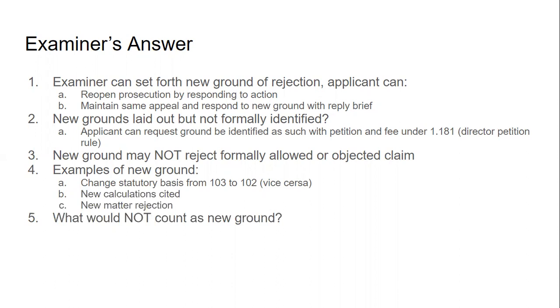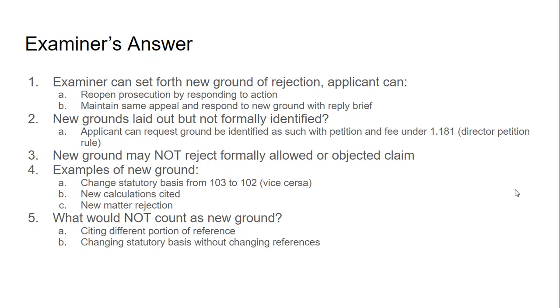If new calculations are cited for overlapping ranges, if there's a new matter rejection. And then as far as what would not count as new ground, and I could definitely see this being an area for some easy questions. If it's citing a different portion of the reference, that would not count as new ground. Changing the statutory basis without changing references, so kind of what we said before. Fewer references but the same teaching. So in the case of a 103 objection, you were formerly using 4 references to make that objection and were able to bring it down to 3. Then in that case, that's not new ground because it's the same references. There's nothing new for the practitioner to go over.